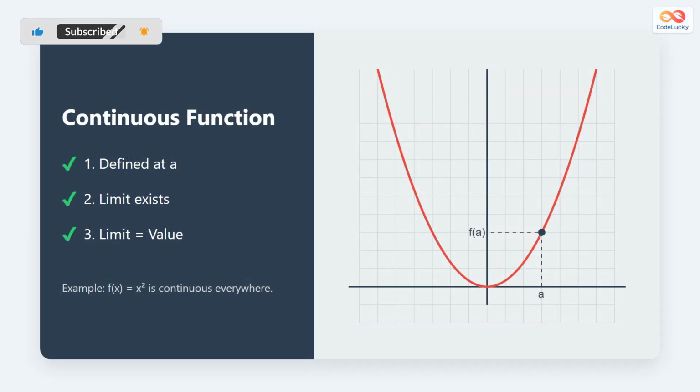Here is what a continuous function looks like. Notice how it satisfies all our checks. The point at a is defined. The limit exists because the curve approaches that point from both sides smoothly. And finally, the limit equals the value of the point. There are no interruptions in the line.